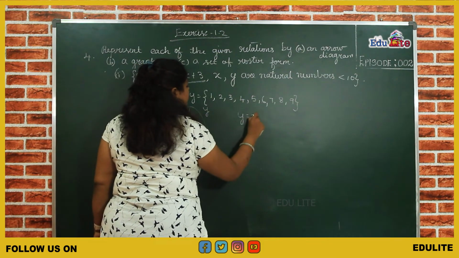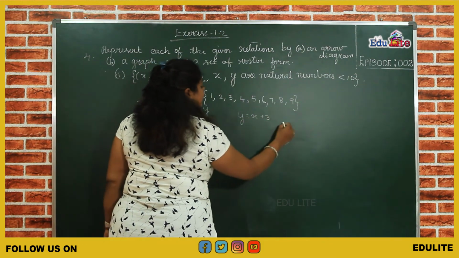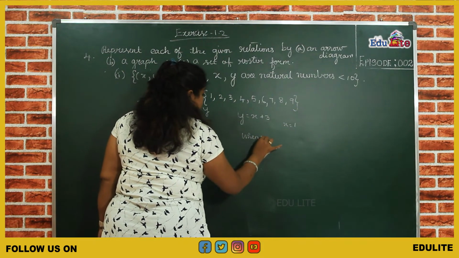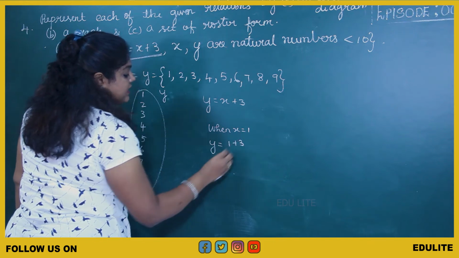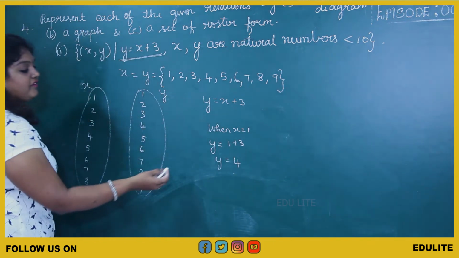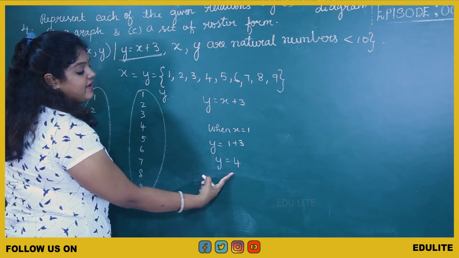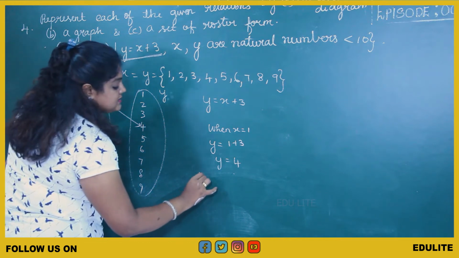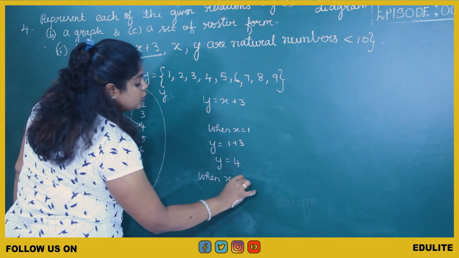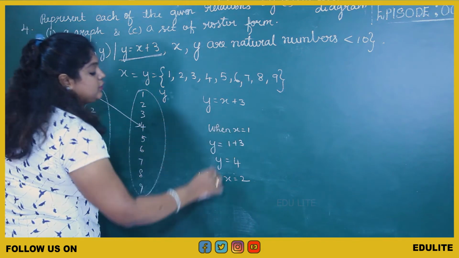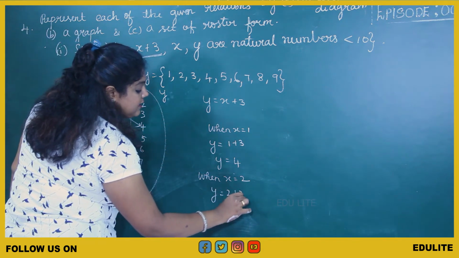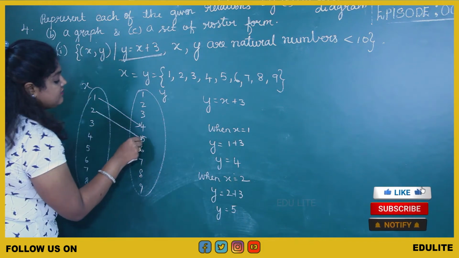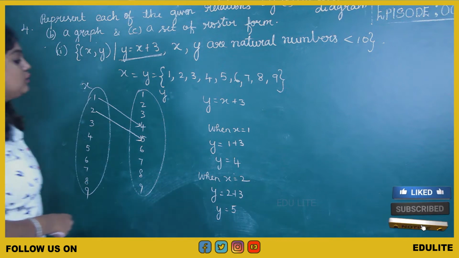So we will take y is equal to x plus 3. First we will take x is equal to 1. When x is equal to 1, y is equal to 1 plus 3, y is equal to 4. So 1 is mapped to 4. Next, when x is equal to 2, substituting it here, I will get 2 plus 3, y is equal to 5. So 2 is mapped to 5.